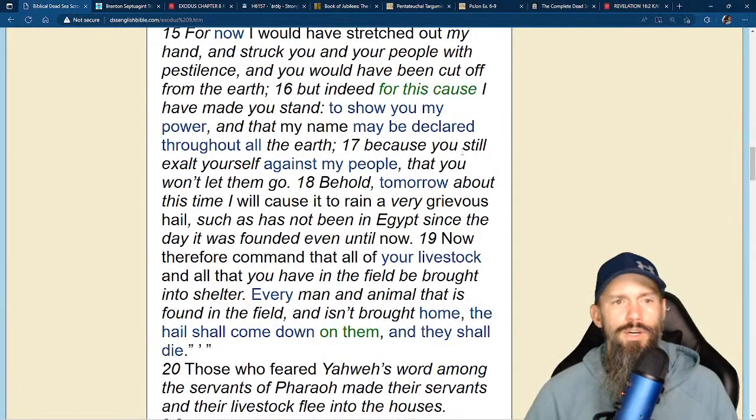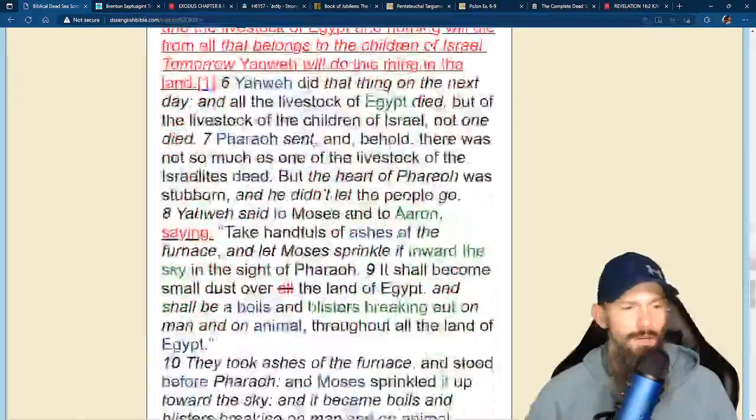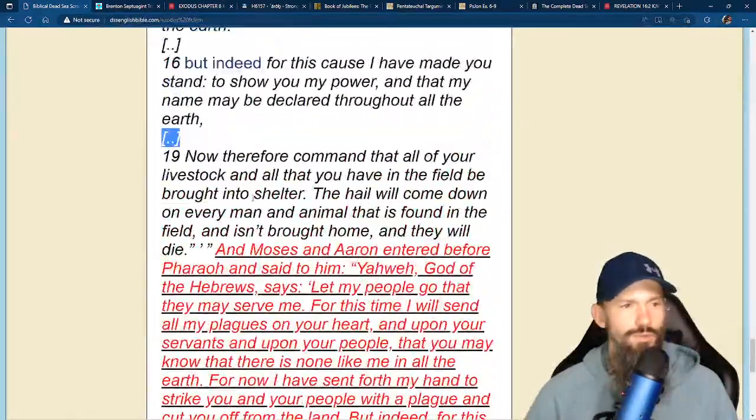Because you still exalt yourself against my people, that you won't let them go. Behold, tomorrow about this time I will cause it to rain a very grievous hail, such as has not been in Egypt since the day it was founded, even until now. Now therefore command that all your livestock and all that you have in the field be brought into the shelter. The hail will come down on every man and animal that is found in the field, and it isn't brought home, and they will die.